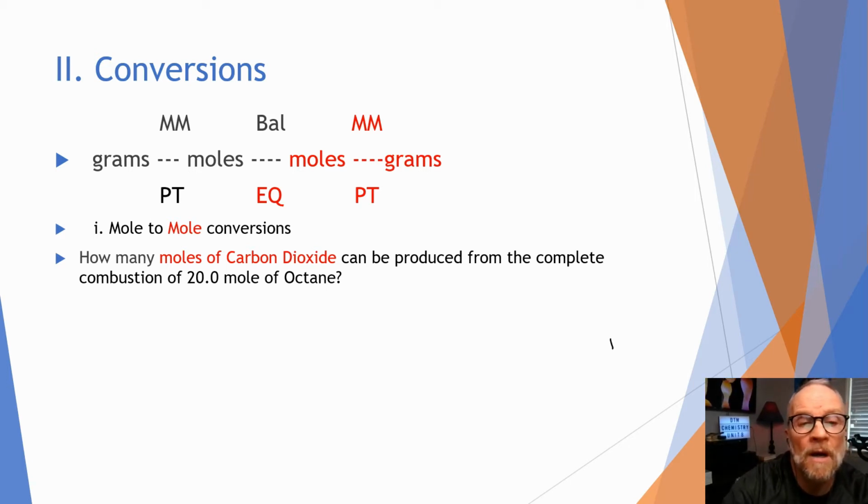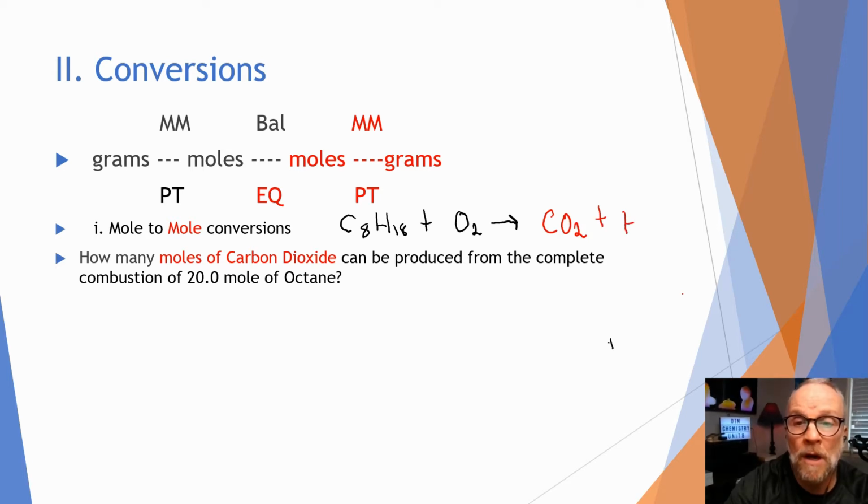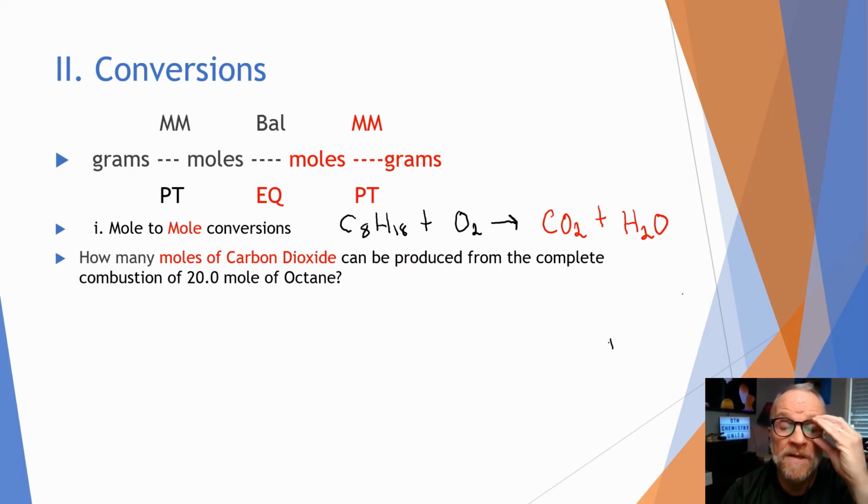So how many moles of carbon dioxide can be produced? All right, so that's going to be a product from the complete combustion of 20 moles of octane. So we've got octane first, C8H18, and to combust anything, you need oxygen. And it tells us that we're going to produce carbon dioxide, and our other product is always going to be water in a combustion reaction. So now we have our skeleton equation, one that is not balanced, and we will balance the equation.